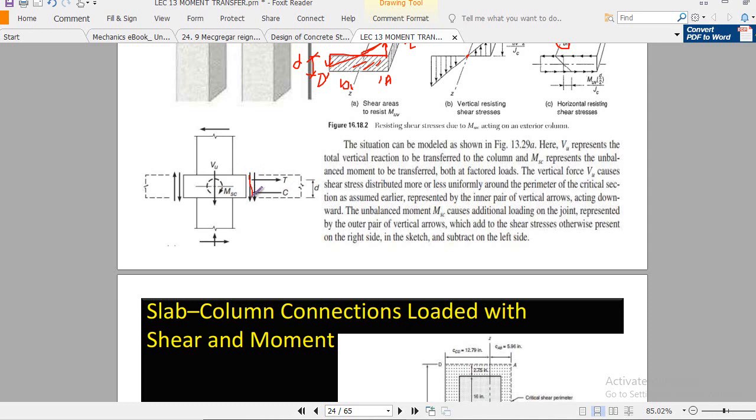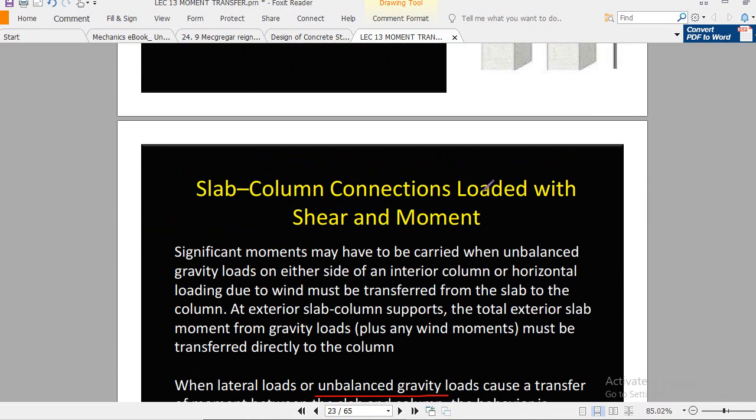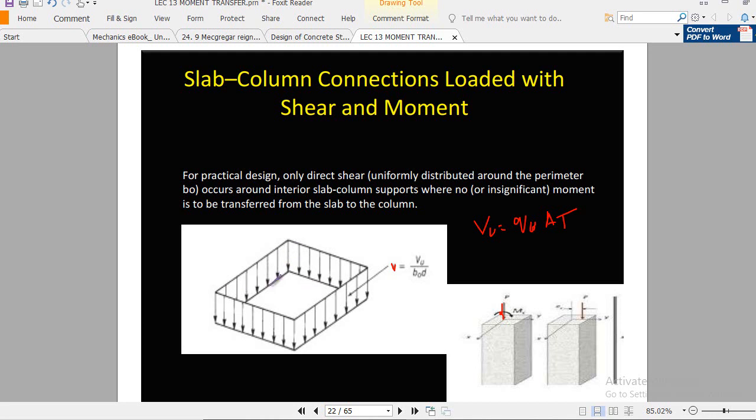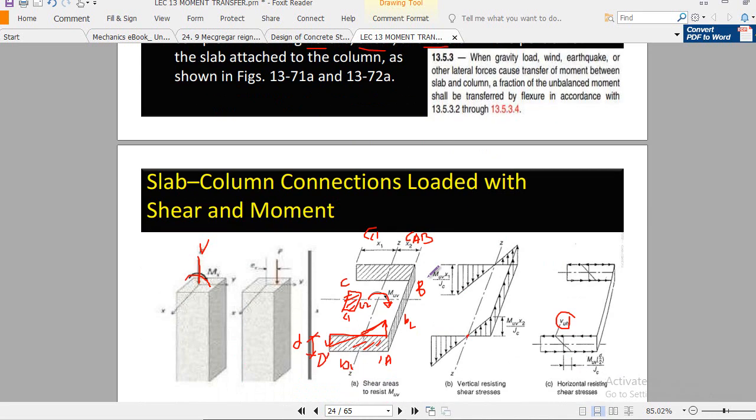This one, we already know this. This is a kind of reaction or loading from the slab to the column, and this one is also from the slab to the column. Now the sum of these two shears gives you VU. Okay, and remember here it says that the vertical force VU causes shear stress distribution more or less uniformly around the section, as I already explained right here. A uniform distribution of the shear stress due to VU.